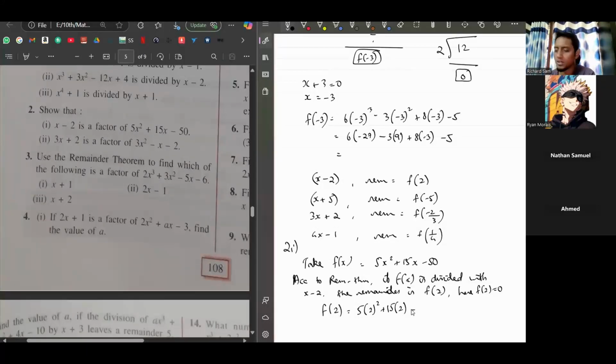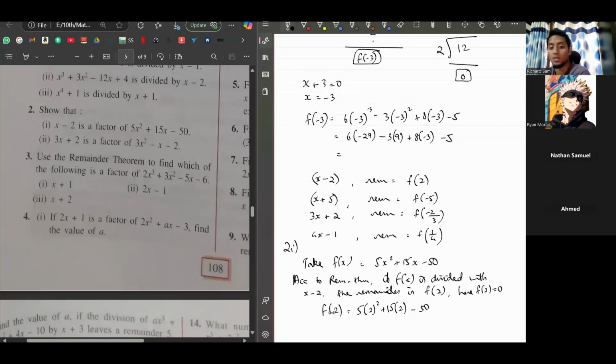What is 35? You should get 0. What you have to find? They're just saying show that it is 0. When you solve it, you should get 0, because that's what it's saying: x minus 2 is a factor.